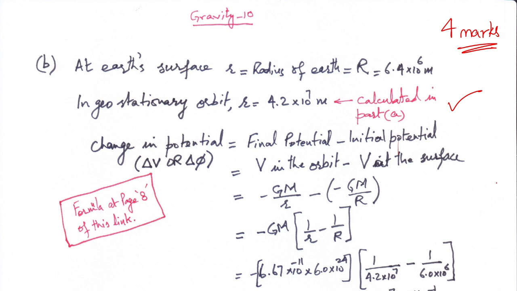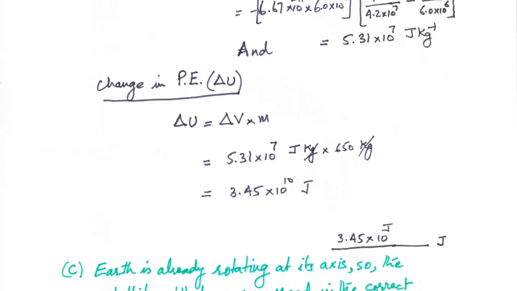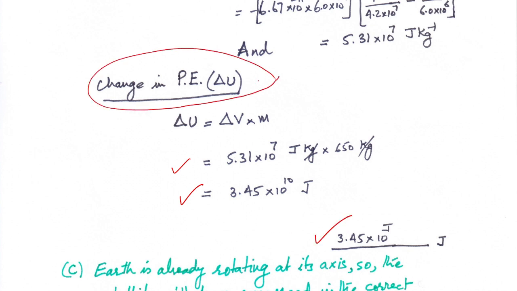You have to do all these steps because this is a 4 mark part, and you will have to do these steps for full marks. After having calculated the change in potential, we have to work out the change in potential energy, and we know that potential energy is equal to potential multiplied by mass. Mass has been given as 650 kg. So putting in the values, I calculate 3.45 into 10 power 10 joules as the change in potential energy of the satellite when it is taken from Earth's surface to its orbit.